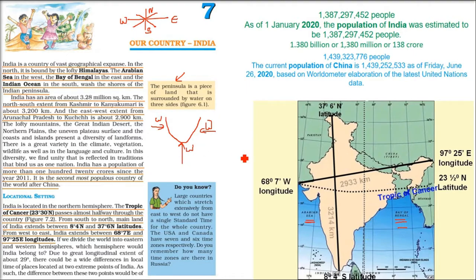If I take the distance, or first let us take the area. The area is 3.28 million square kilometer. 1 million is 10 lakh, right? So this area is in square kilometer, that is, it's a length by breadth kind of thing.